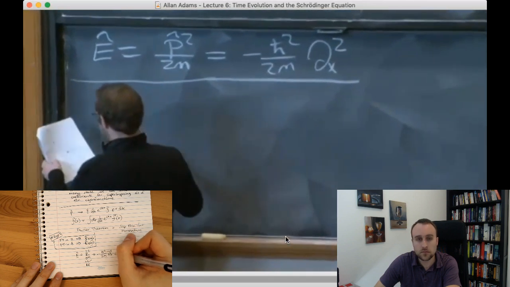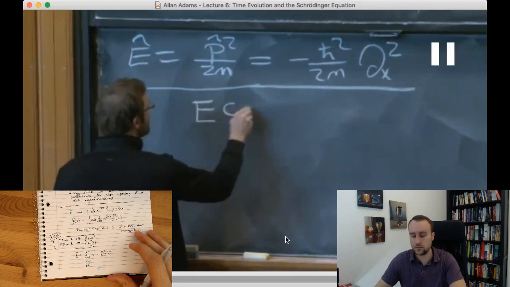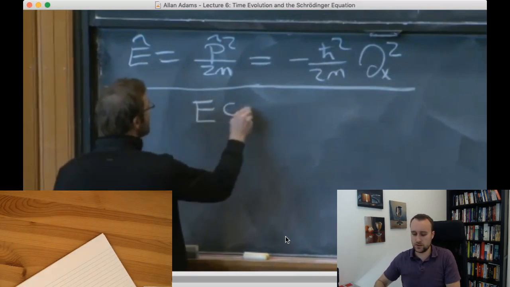So we want to solve for the wave functions. Let's solve it using an expansion in terms of energy eigenfunctions. So what are the energy eigenfunctions we want to find? Okay. Start a new page here.